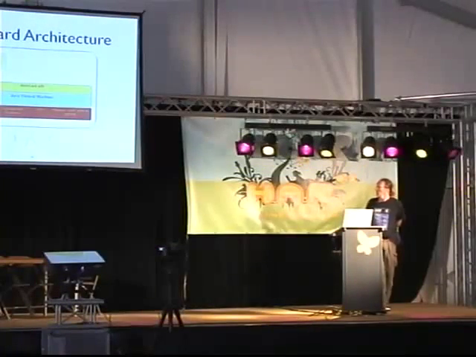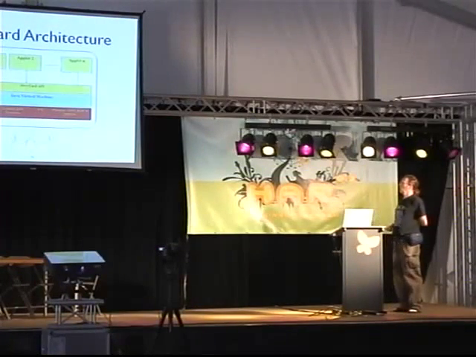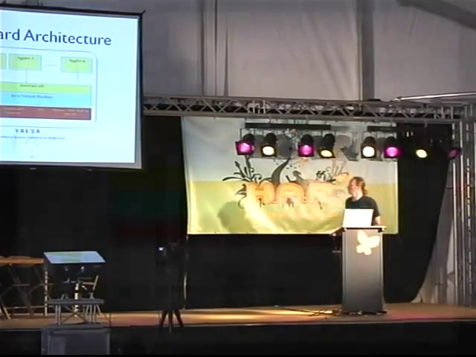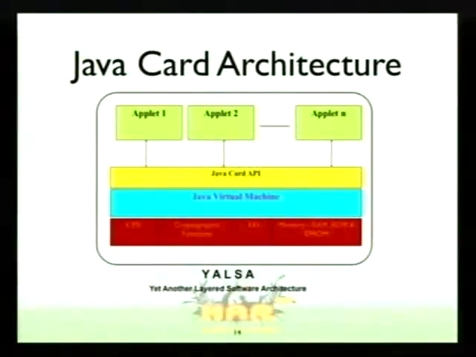The result is an API, a virtual machine, and some hardware facilities underneath it. Just another layered software architecture. The applets can be anything. They are separated. Usually you'll find an applet that is the manager applet that allows you to load code and that can install and manage the keys in other applets.